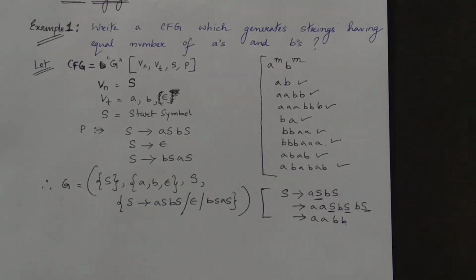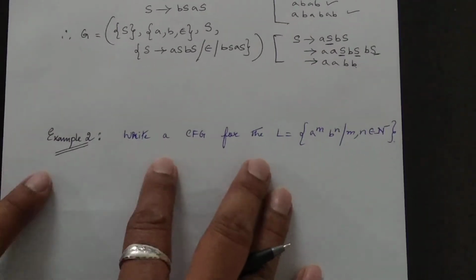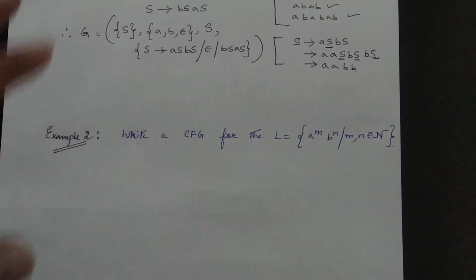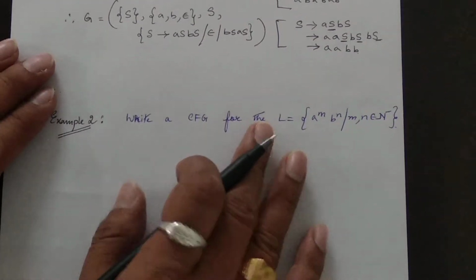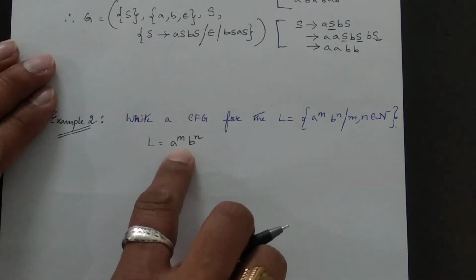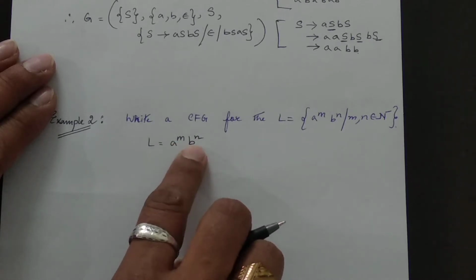Okay. Now let us move to another example which will be much more clear to you. Let me take one more example where I have taken directly a language a to the power m, b to the power n. Similar to the first one, but here the numbers m and n may be different. Definitely m and n are not fixed to be equal. There might be cases where m and n will not be equal, correct?